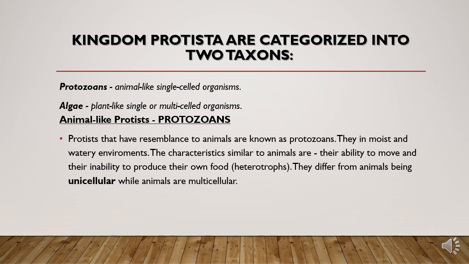The protists are something that resembles animals, and they are known as protozoans. They are actually found in moist and water environments. Their characteristics are similar to animals, but their ability to move is not as good as animals', even though they are heterotrophs. They are unicellular organisms, but some animals are multicellular organisms. So that is a bit of a difference between protozoans and animal species.